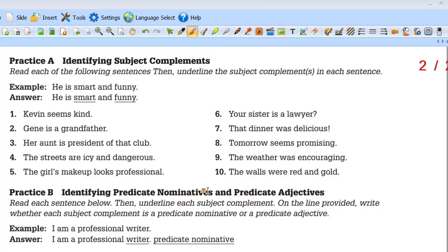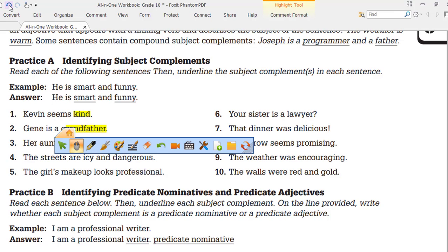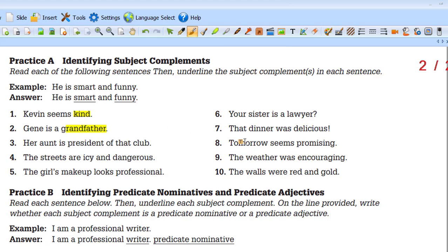What's the subject complement? It's the complement that comes after a linking verb. Again, it may be a noun or adjective. So here we have the word kind. Okay? And then we have grandfather. Then we have president. President here, complement. Then we have icy. Then we have professional.